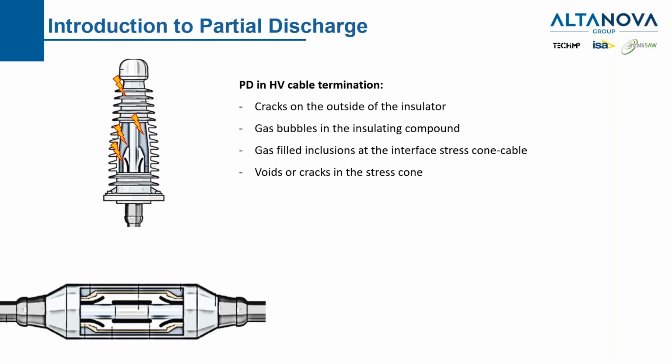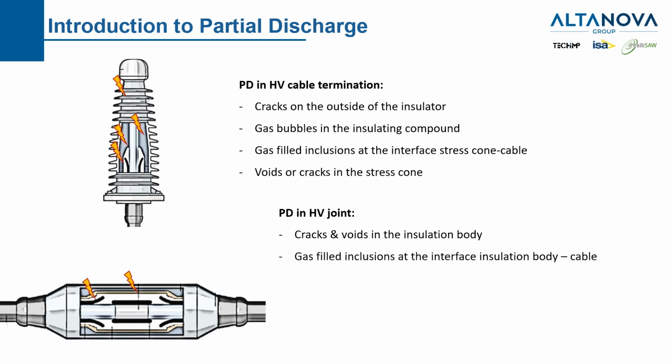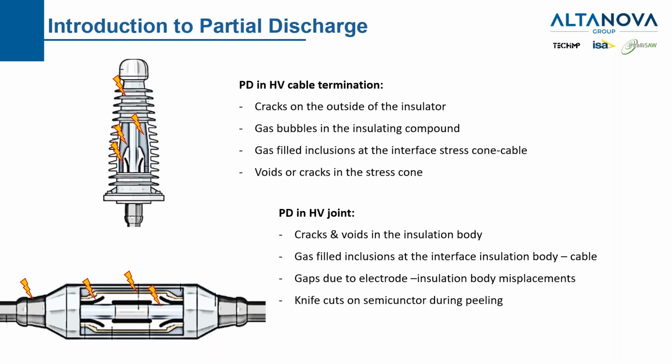When we go to the joints, the concept is similar, but the object under analysis is slightly different in design. We can have cracks and voids in the insulation body. We can have inclusion of gas at the interface between the insulation body and the cable. We can have gaps between insulation and electrode. These can typically be because of misplacement of the components of the joints or because of a pulling of the cable. And we can have knife cuts on the semiconductor layers during the peeling procedure when the jointers are preparing the cable for the jointing.